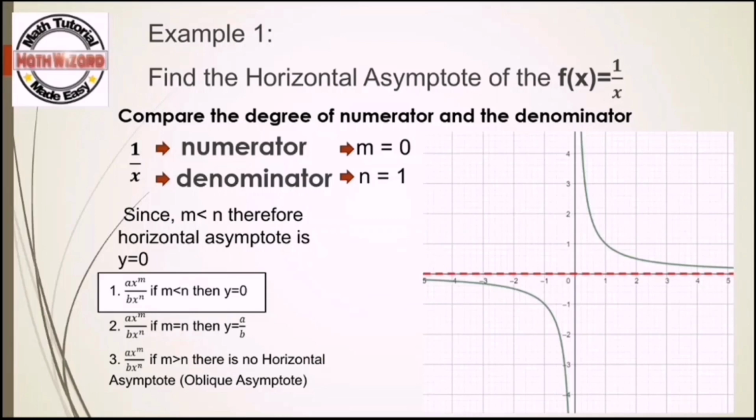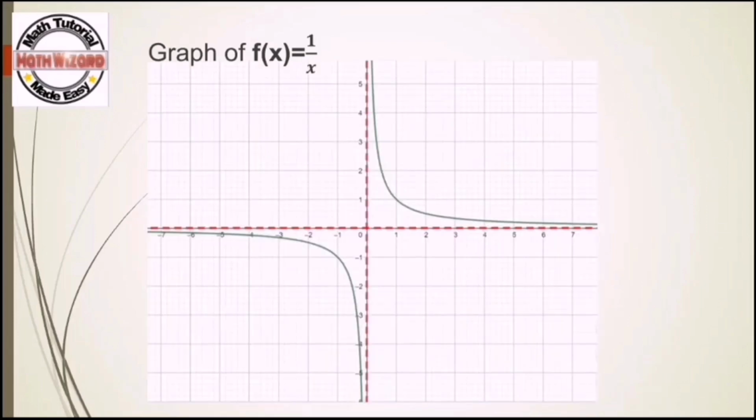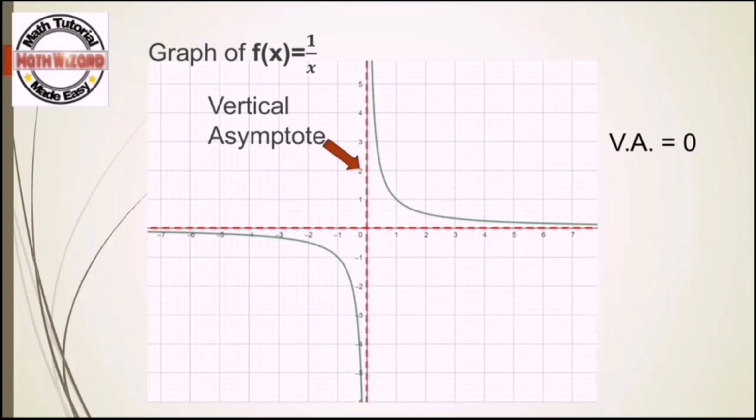Ayan. So that is the broken line. Horizontally, yan po yung ating horizontal asymptote. Okay. So if you're going to graph this, this is how it looks like. So this one is the vertical asymptote, wherein we can find it at 0, and then our horizontal asymptote, which we can find also at 0.